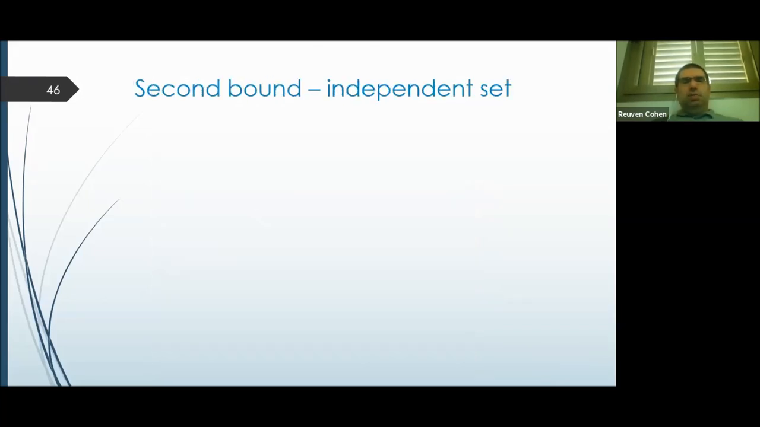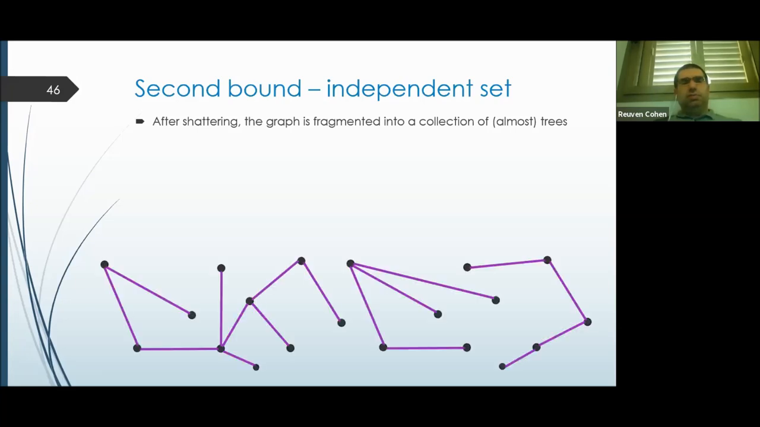So I'll give a second bound, which is sometimes better than the first and sometimes less good. And this is based on the idea that after shattering, the graph is fragmented into a collection of trees or tree-like structures. And now we know from mathematics, easily understood, that each tree can be two-colored, such that no two neighboring nodes have the same color. We just color one node red, and then its neighbors black, and its neighbors of neighbors red, and so on. And there are always no two neighboring nodes that have the same color.